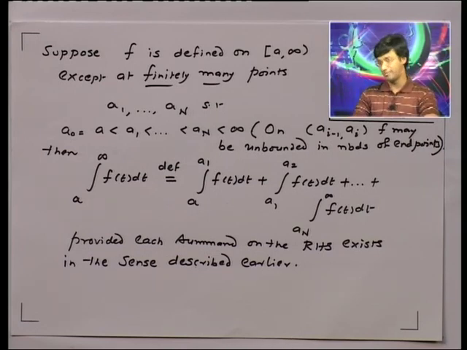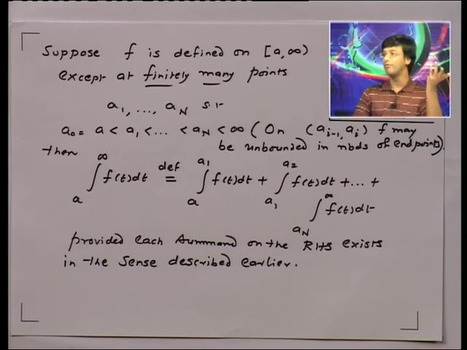Of course, the next question one can ask is, what about infinitely many points? There exist functions which become unbounded at infinitely many points. Tan x, cot x, secant x, cosecant x. They become infinite at several of the points simultaneously, all of them.